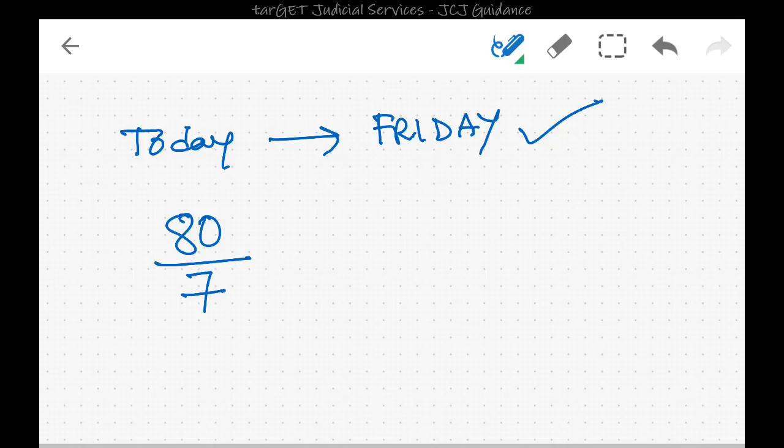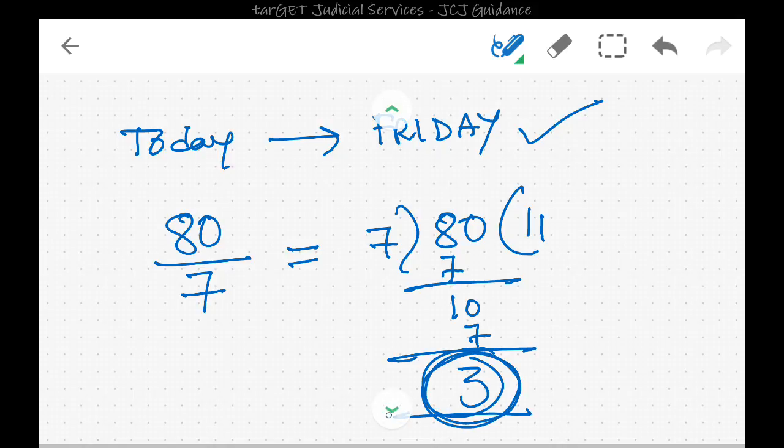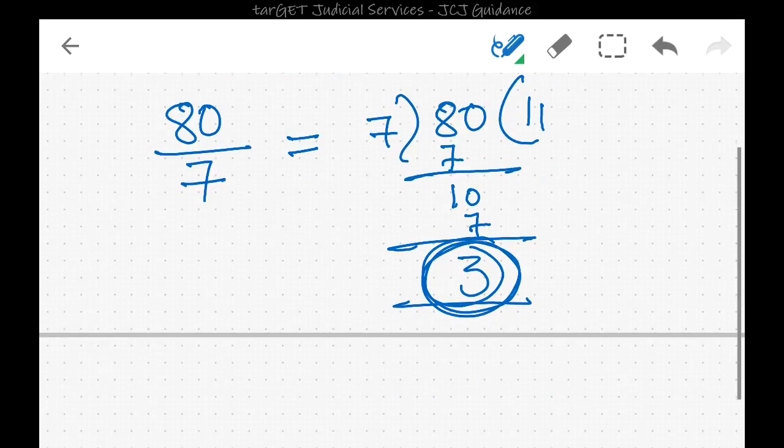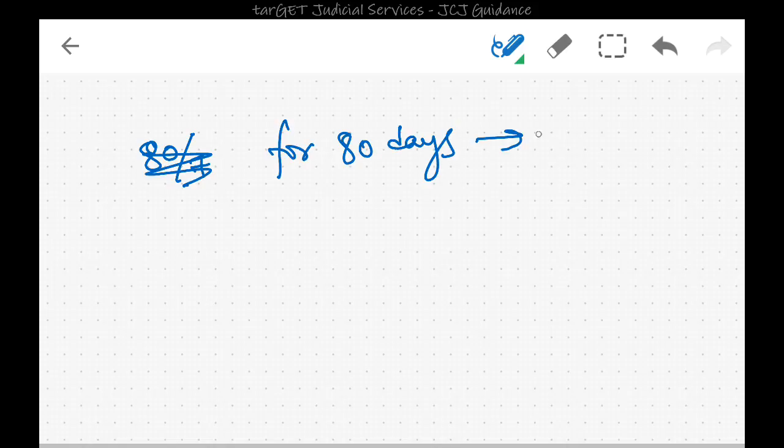How will we find? By dividing with the number of days in a week, that is 7. So how will we solve 80 by 7? What we need is the remainder. So 7 ones are 7, 1, 0, again 7, and the remainder is 3. This is what we are concerned with. So when 80 is divided by 7, or in other words, for 80 days, there are 3 odd days.